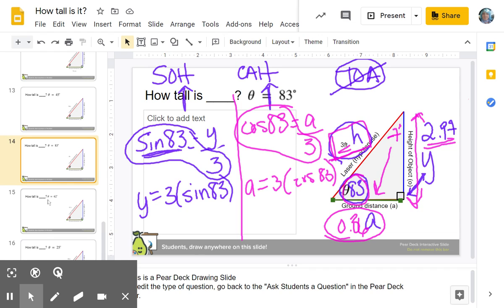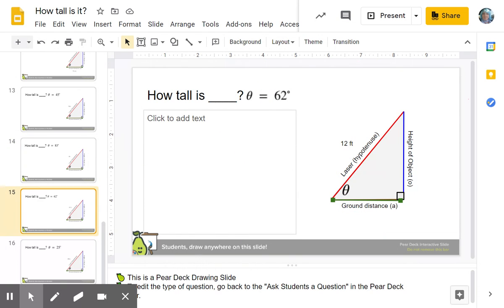So let's go to slide 15 and see if we can bring everybody up to speed. Elif, do you have access to the Pear Deck in the chat, or do I need to send it again? I'm going to send it to you anyway.